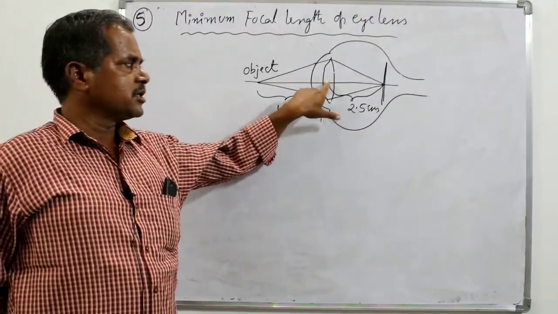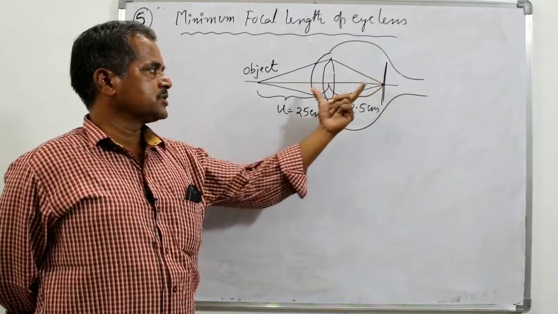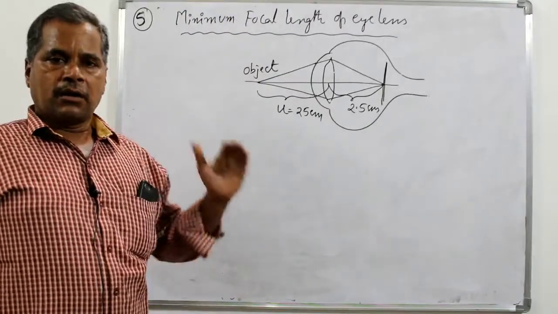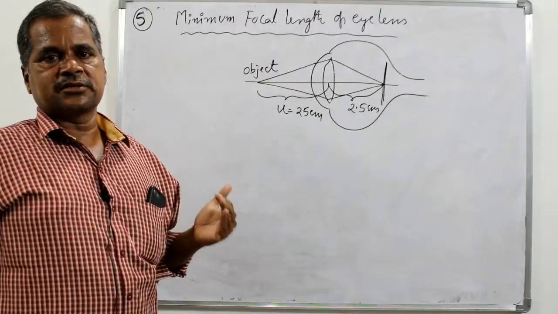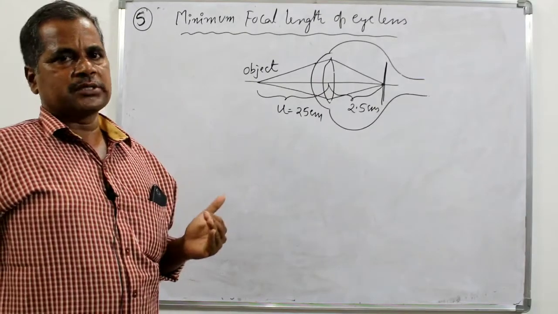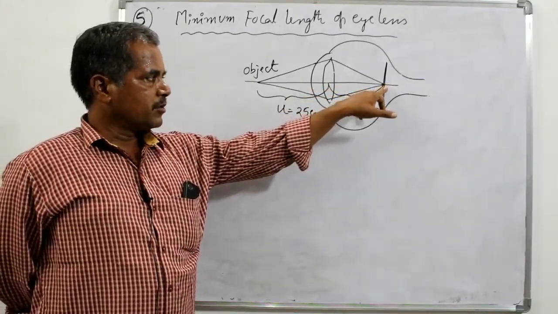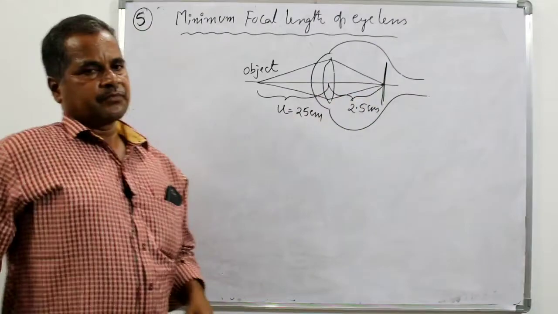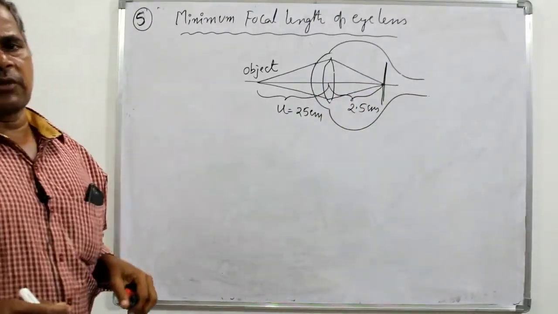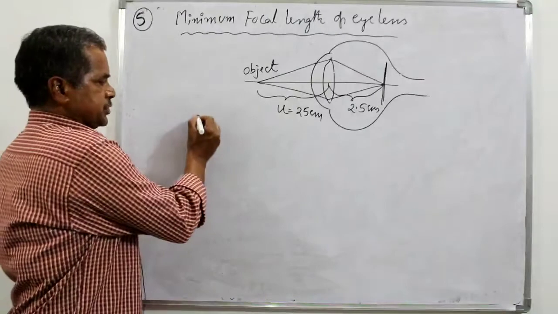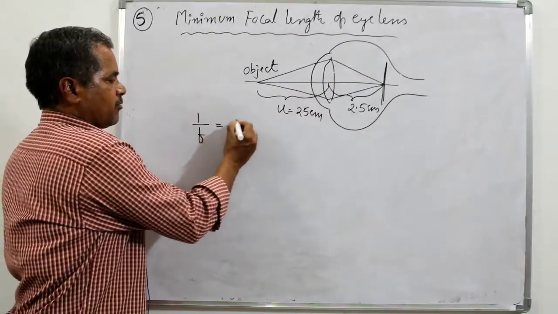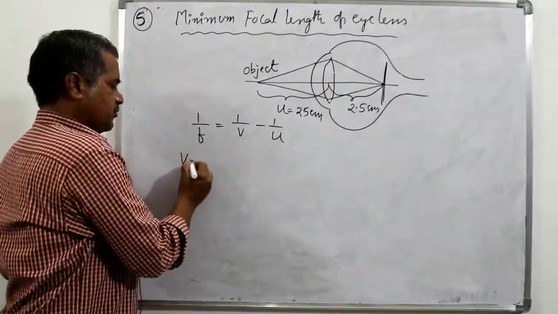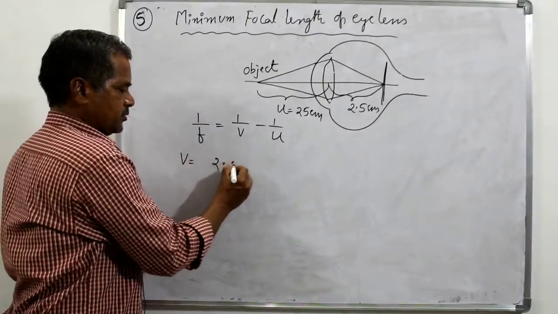In this case also, the image is formed on the retina. So the distance of the image, whether we see objects at far distances or at the least distance of distinct vision, or near distances, in both cases the image is formed at 2.5 centimeters from the eye lens, where the retina exists. So to find the minimum focal length of the eye lens, again we use the lens formula: 1 by f is equal to 1 by v minus 1 by u. Here v is equal to 2.5 centimeters.